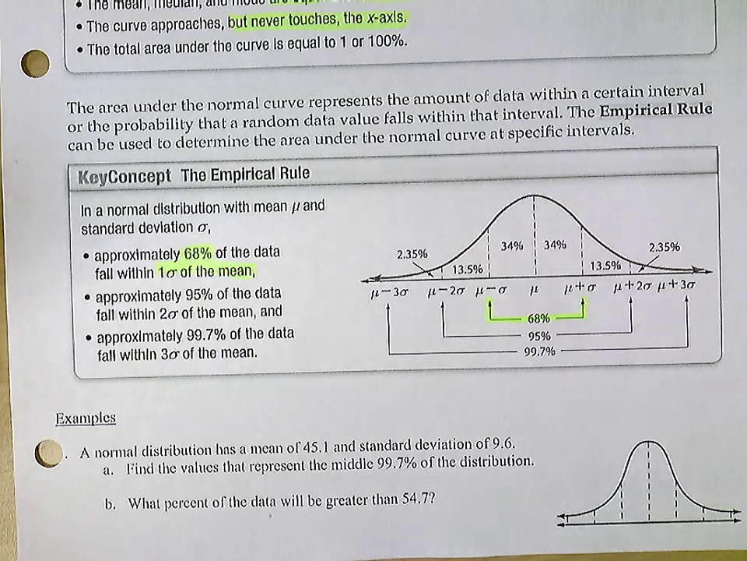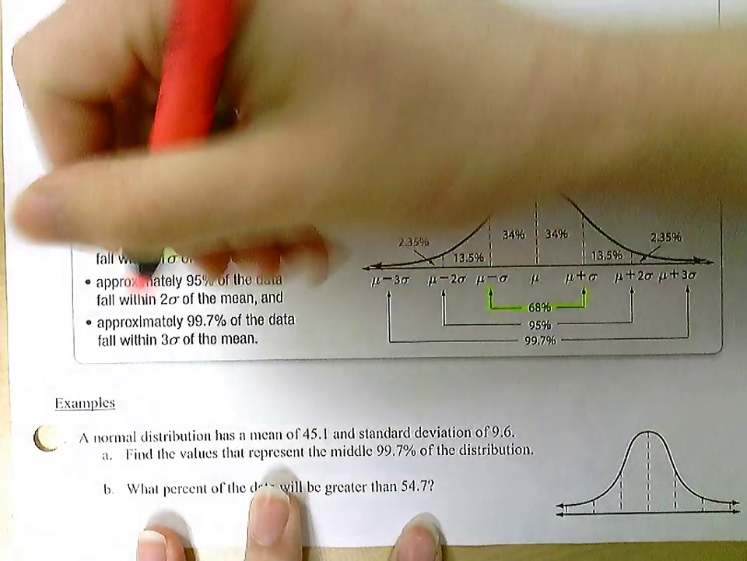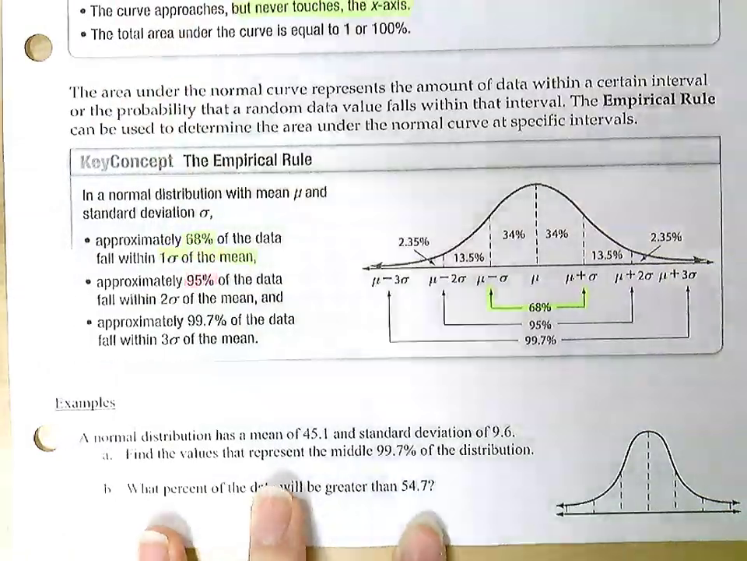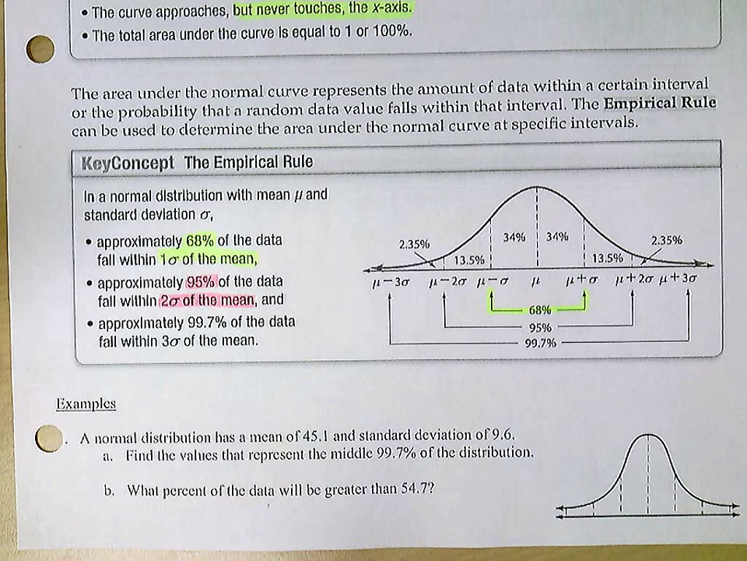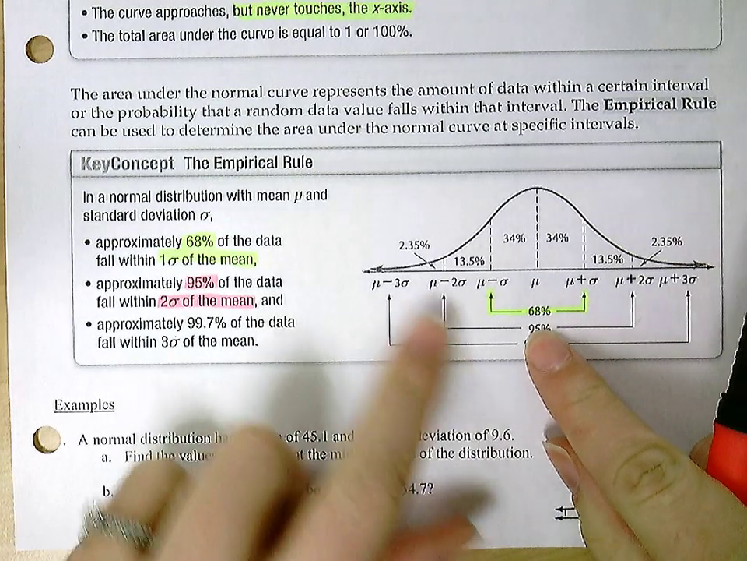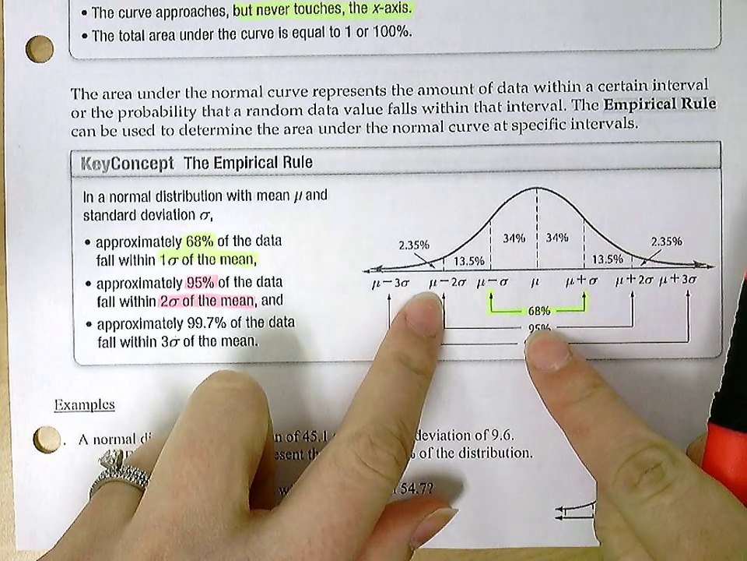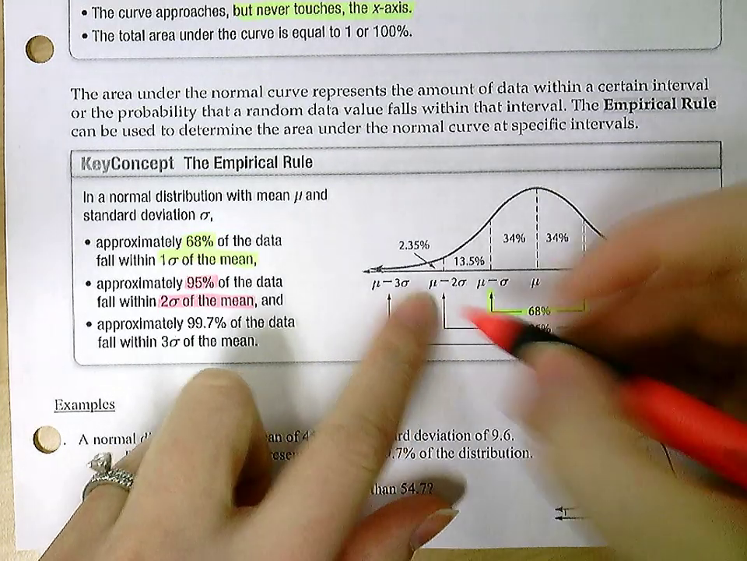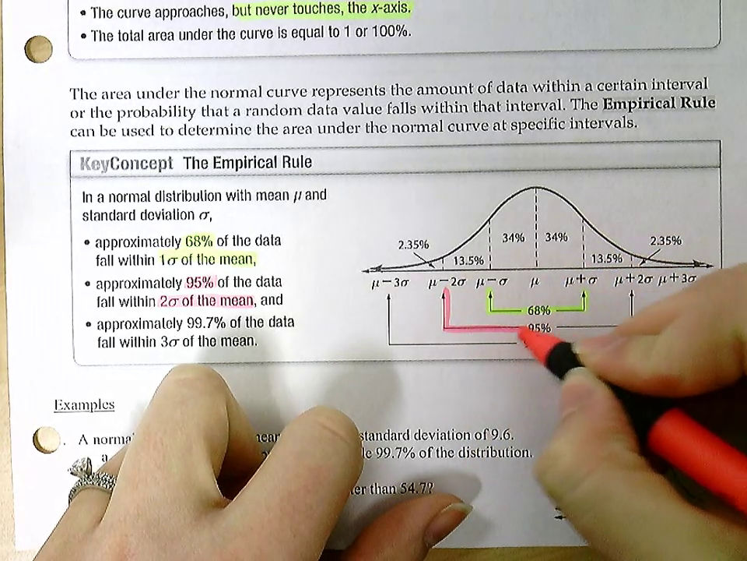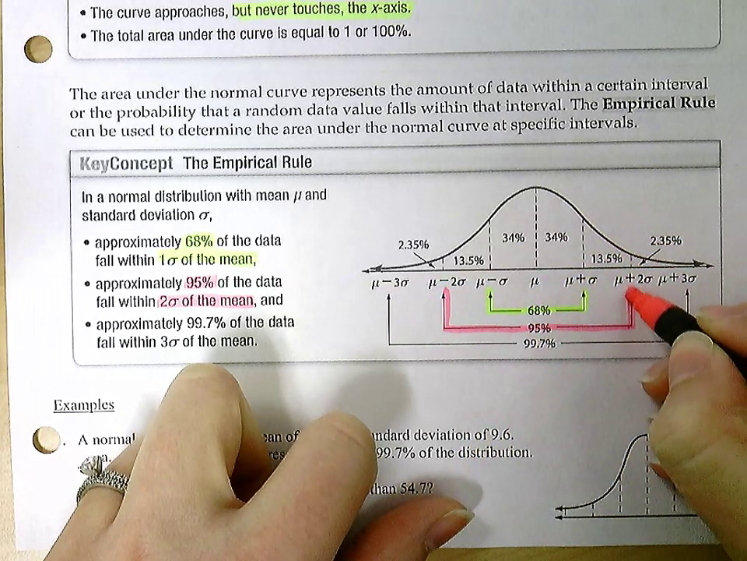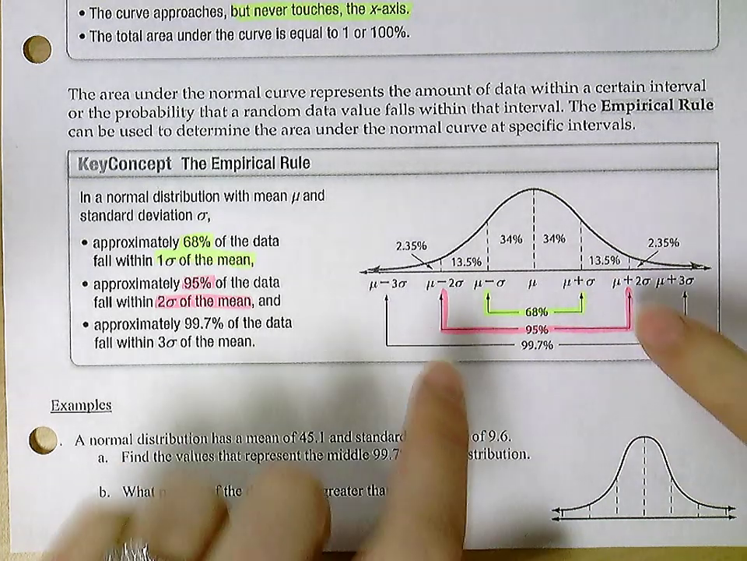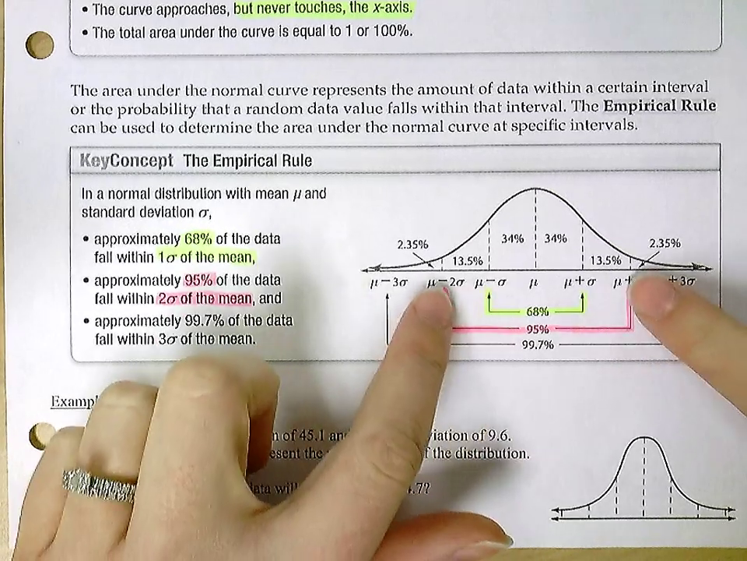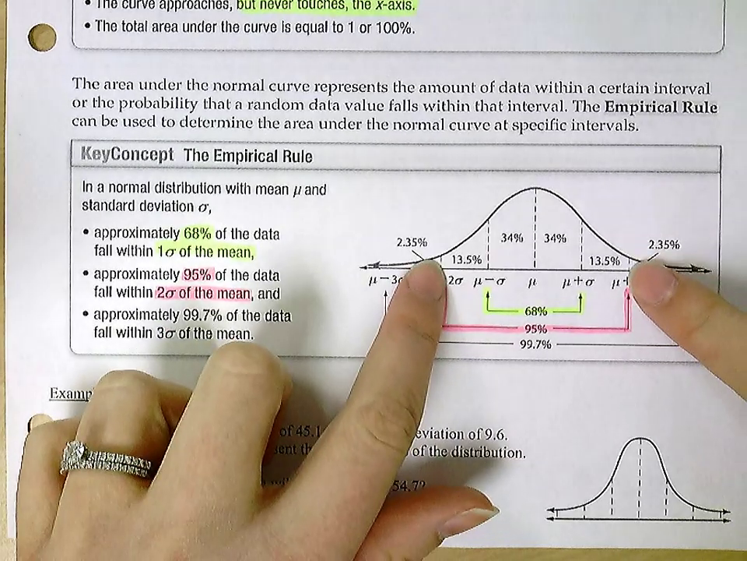Then we have approximately 95%. 95% of the data fall within 2 sigma of the mean. So going from your mean, you subtract 2 times the standard deviation to get that part. And to get the other part, you add 2 times the standard deviation. So it includes that entire quantity. So that means it includes this 68% and that extra 13.5% on both sides.